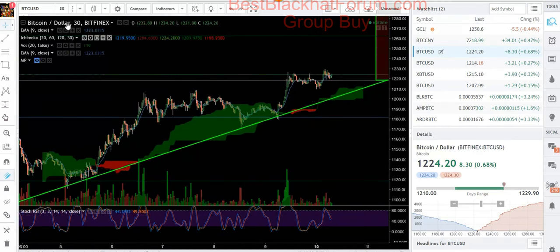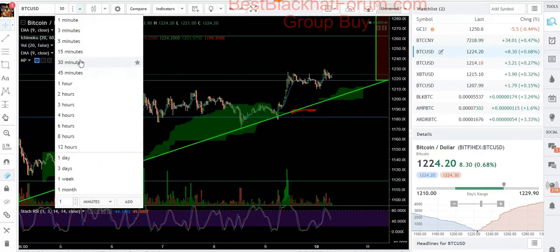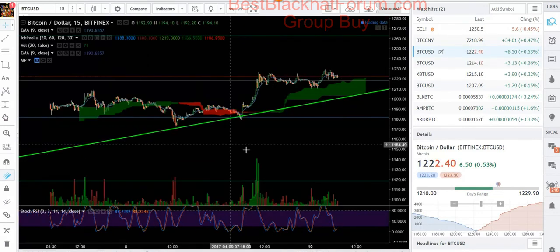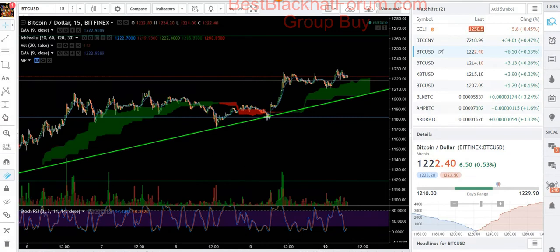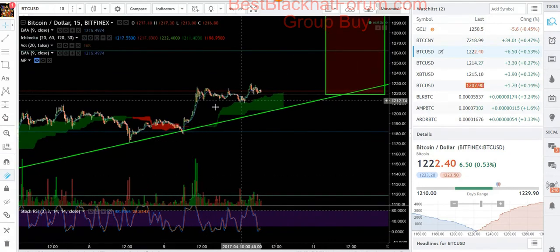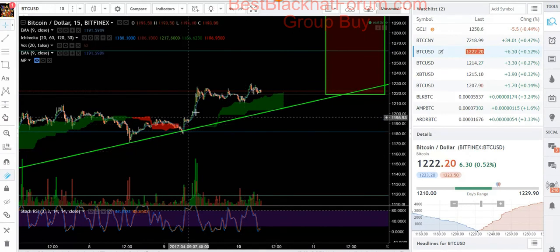Now let's go down another time frame here. Okay, 15 minute. Now in the 15 minute, since we bounced right here, it seems pretty nicely like it's respecting this 15-minute cloud. We made a nice impulsive move up. We kind of flagged out a little bit.